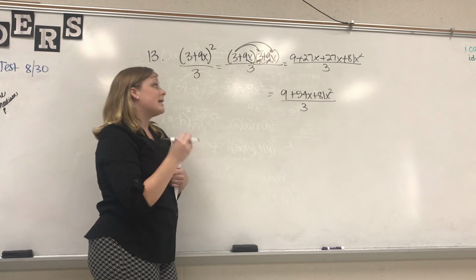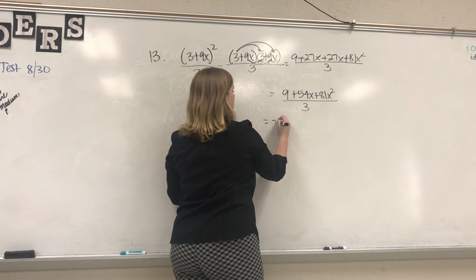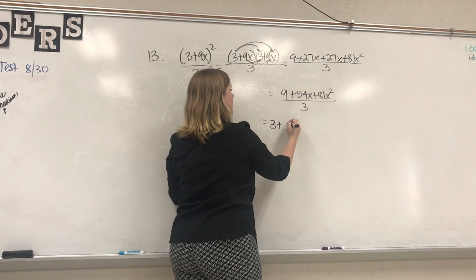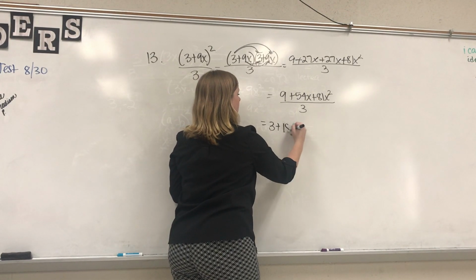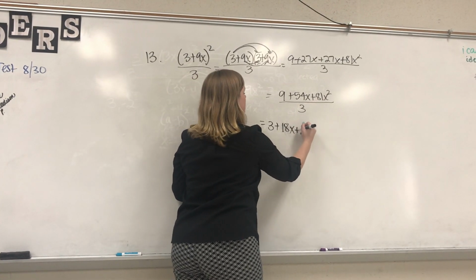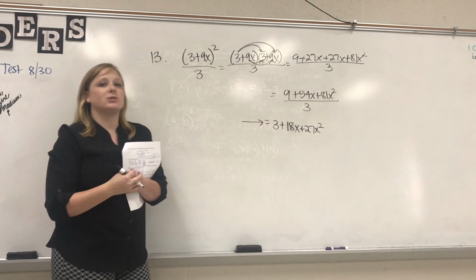Now you're just going to divide every single term by 3. 9 divided by 3 is 3. 54 divided by 3 is 20. Nope, JK. 18x. 81 divided by 3 is 27x squared. And that is the multiple choice answer you look for.